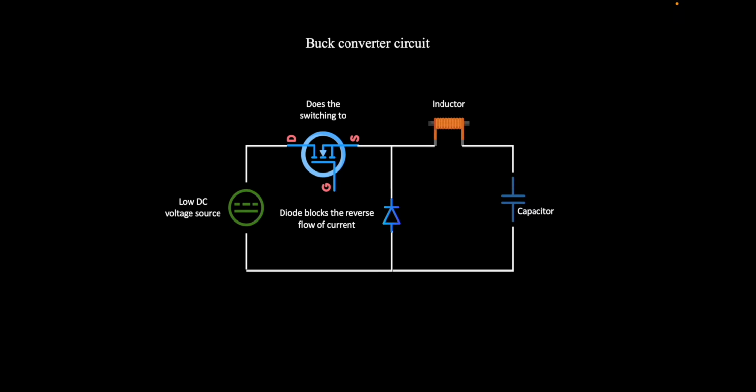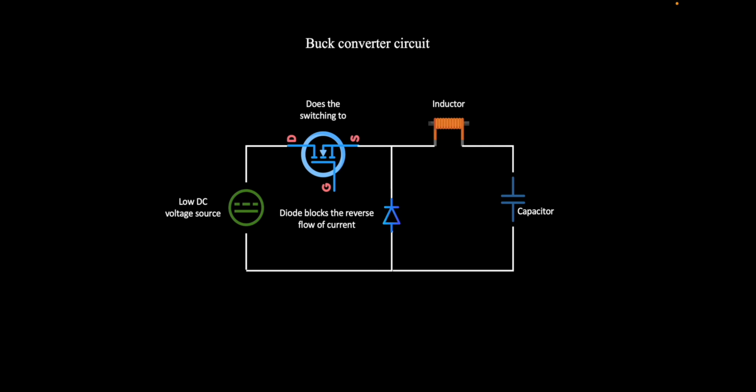Coming to the buck converter design, we have multiple components. First is the DC power source. The second is the switch. Here we are using only one switch, which is controlling the connection between the source and the other components. There are two states for this particular switch: an on state and an off state. We also use a diode, an inductor and a capacitor.